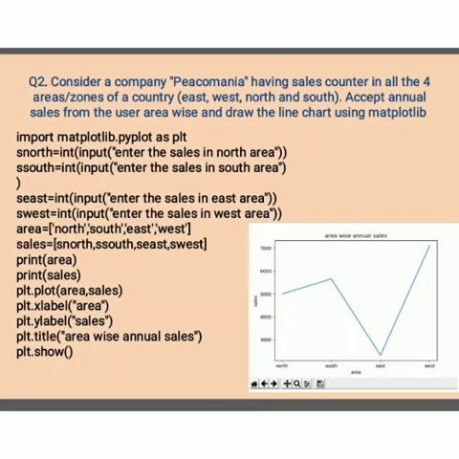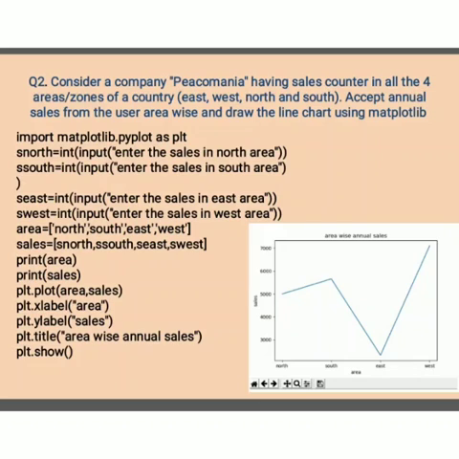For the four directions, we have to accept the sales from the user. So to increase the readability of the program, we have taken four variables. S north. S north means sales in the north zone. S south means sales in the south zone. S east is for the sales in the east zone. S west is for the sales in the west zone.